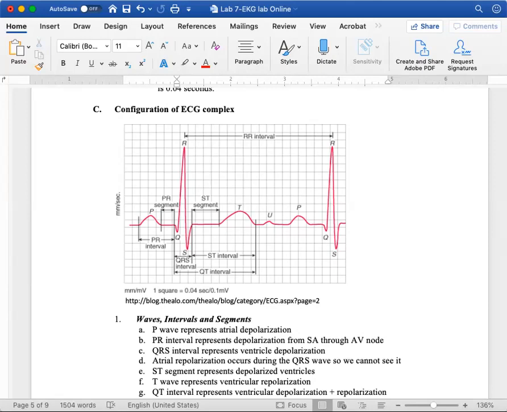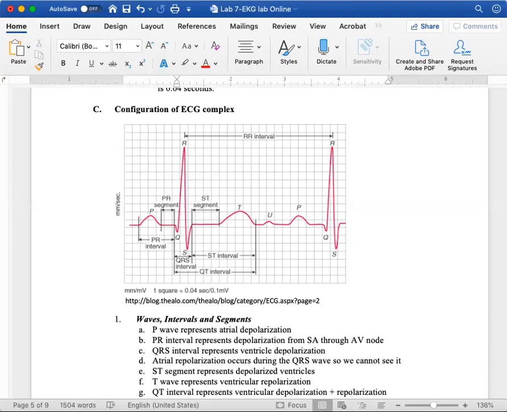What does the P wave represent? The P wave represents atrial depolarization. Where am I getting that from? See number 1 for waves, intervals, and segments. A, P wave represents atrial depolarization, okay? Your QRS represents ventricular depolarization. That's letter C. And then your T wave represents ventricular repolarization. And then we have another P wave after that, right?